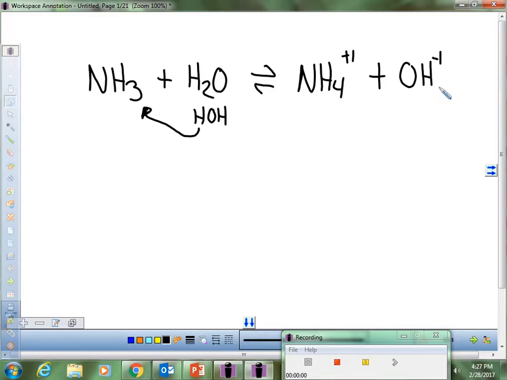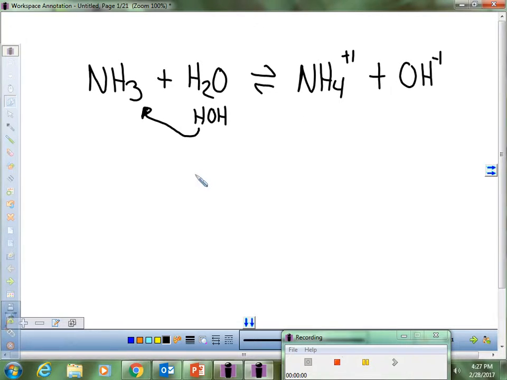So anytime you have a base that you know is a base, you need to put it in water, and then you're going to break it apart. Basically take one of the hydrogens off. In the products, the hydrogen's going to go on the ammonia. And then we have a compound called an amine.